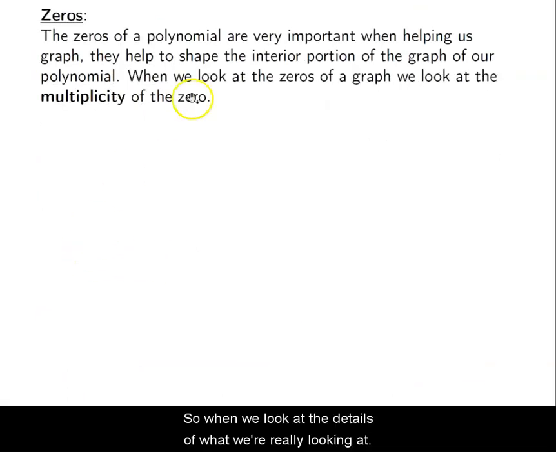So when we look at the zeros of a graph, what we're really looking at is the multiplicity of the zero, okay? The multiplicity is the number of occurrences of that zero. The multiplicity is an actual value. When that value is even, our graph does one thing.